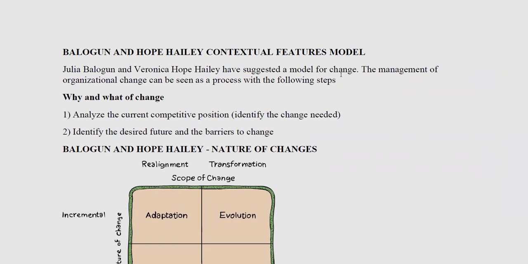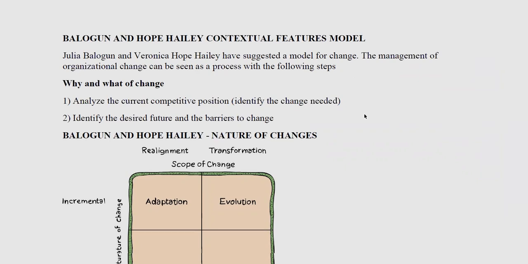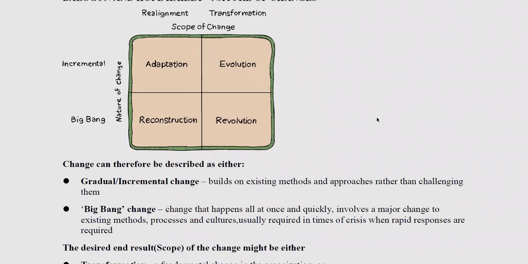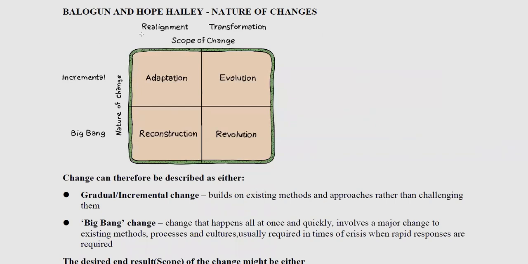Okay, so analyze your current competitive position, that is the change that is needed, and look at the desired future result and the barriers to the change. What is stopping the change? So according to Balogun and Hope Hailey, we can look at the nature of changes. So the end result may be a realignment or a transformation. And the nature of the change can be a big bang, one-off change, or an incremental change. Okay.